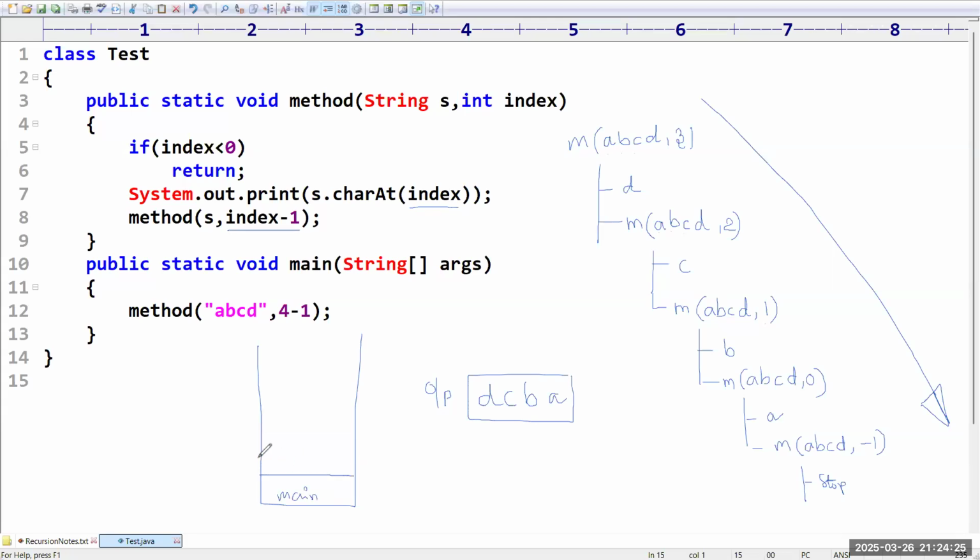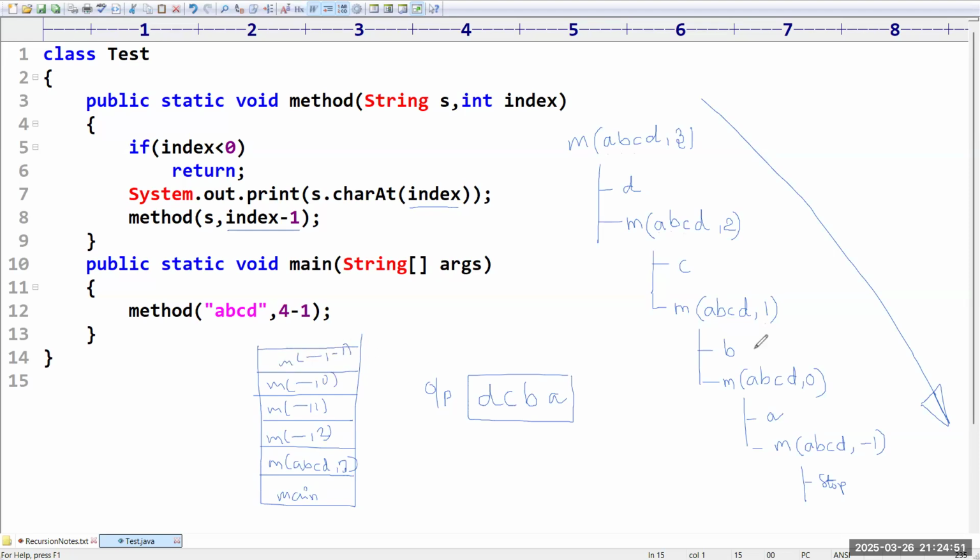Again, the main method is calling another method by passing ABCD as the input, comma 3. Then again method ABCD, comma 2. Again the same method ABCD, comma 1. So again the same method ABCD, comma 0. So again the same method ABCD, comma -1.